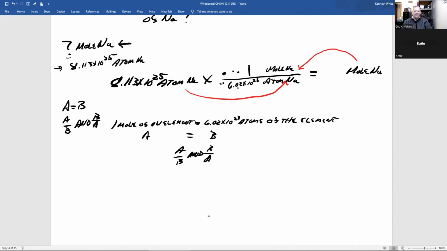Now, before I pick up my calculator, I'm going to ask, do my units cancel out? And notice I have atoms of sodium divided by atoms of sodium. And anything divided by itself becomes the number 1, cancels out. So this divided by itself is 1. I'm only left with moles of sodium. That's what I want to get. So now I can pick up my calculator. I'll turn it on, clear it. 8.113 blue double E 25 divided by 6.02 blue double E 23. And my calculator gives me this massive number.